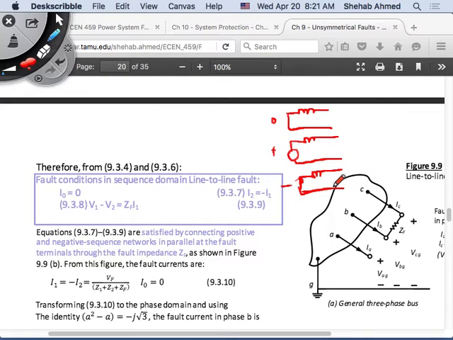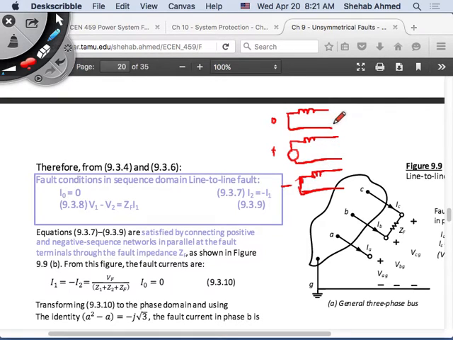You first draw the sequence representation of the system, positive, negative, and 0, the full system. Then you go to the bus where the fault is occurring, and you find the Thevenin equivalent circuit from this bus. You will end up with 3 circuits that will always look like this. It's just the values that you put in there will be different, right?